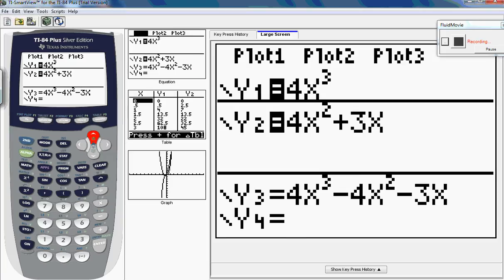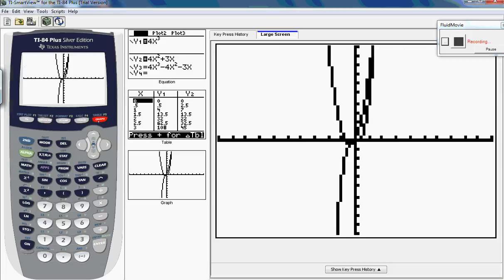If you take a look here, I already have it in the calculator both ways. I have y1 is equal to the cubic, y2 is equal to the quadratic 4x squared plus 3x, and then I have it set equal to 0 here in y3. If you notice, this is not bold, so that means it's not going to be graphed. So if we take a look at this graph, it's only going to graph y1 and y2. And it is a little bit tough to see.